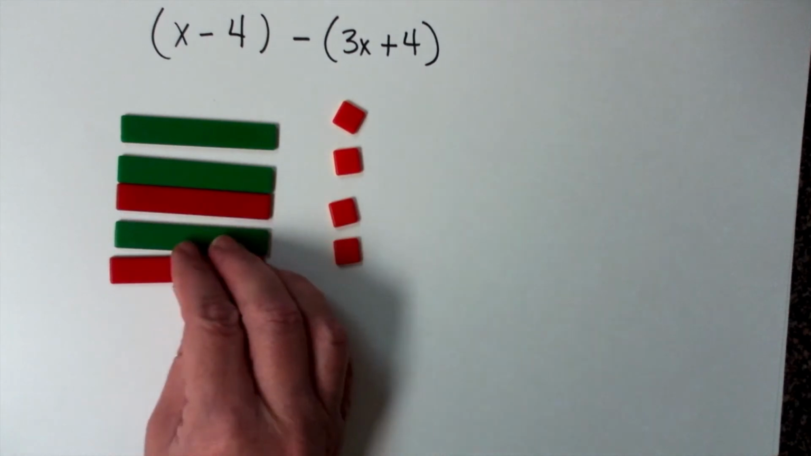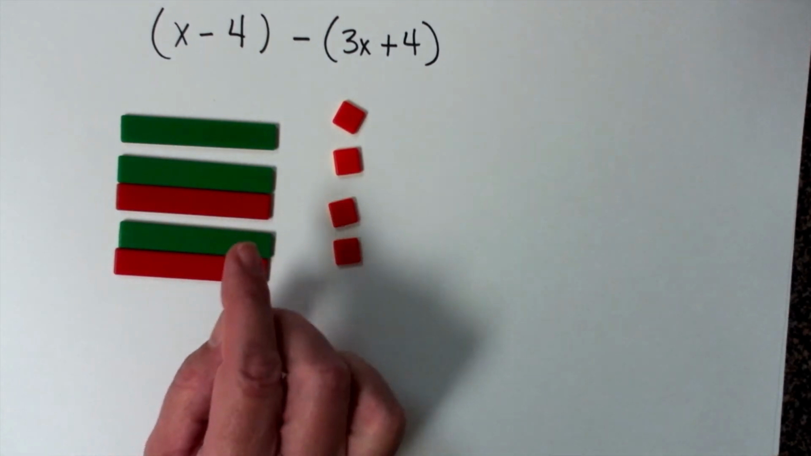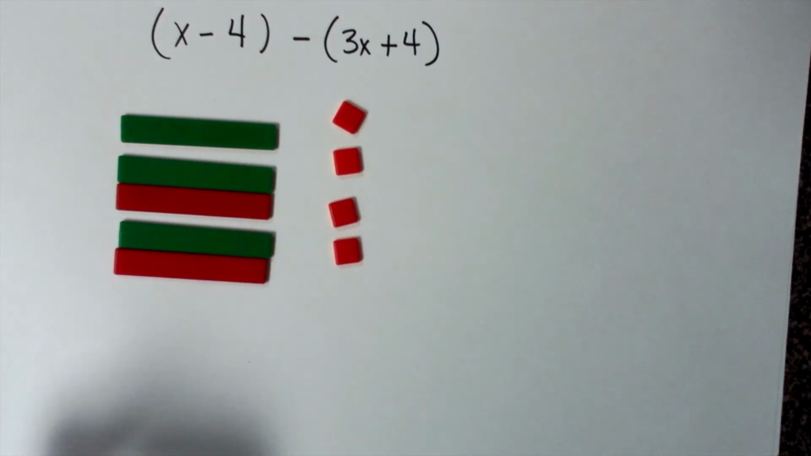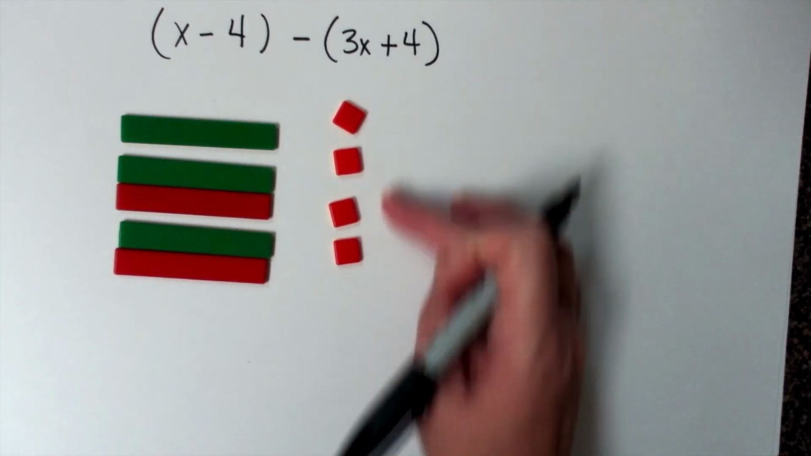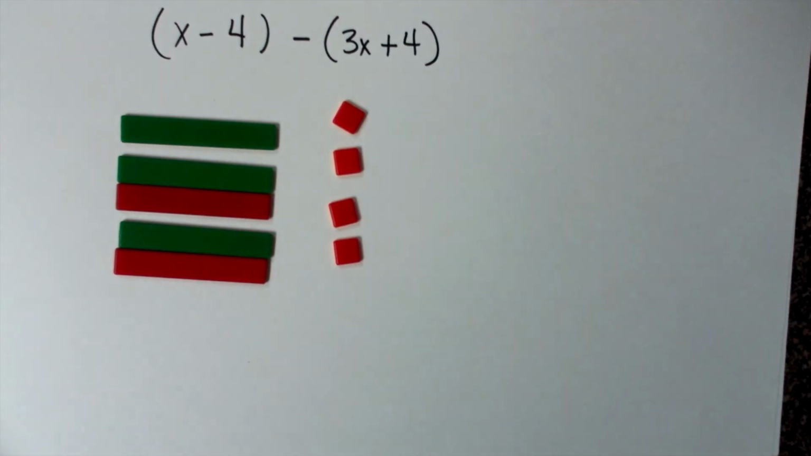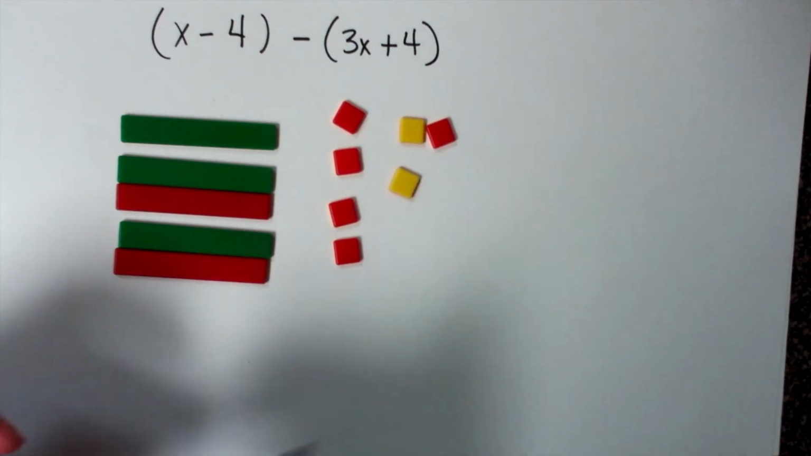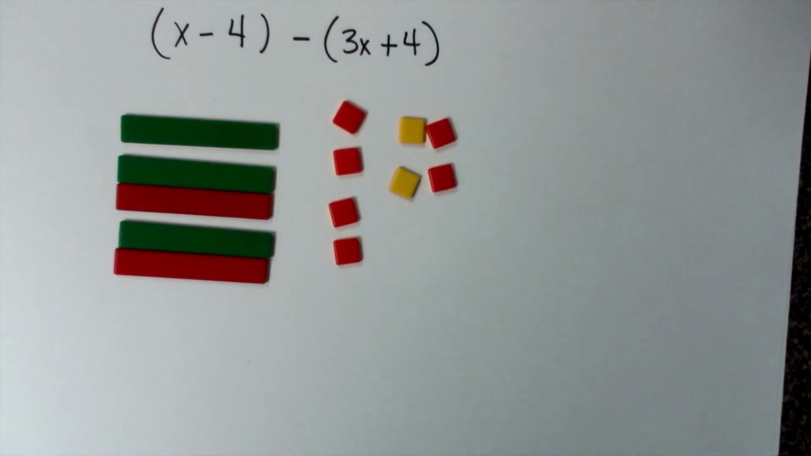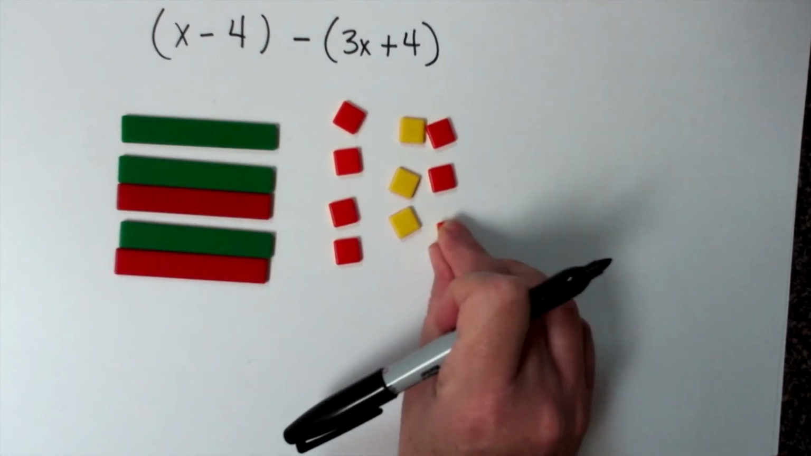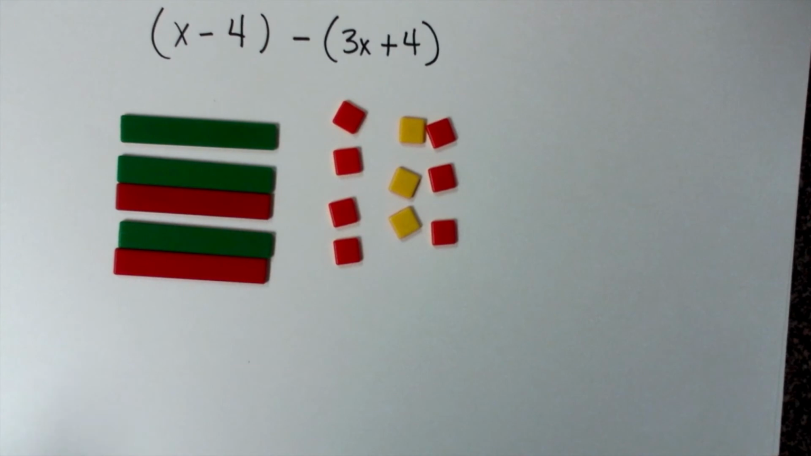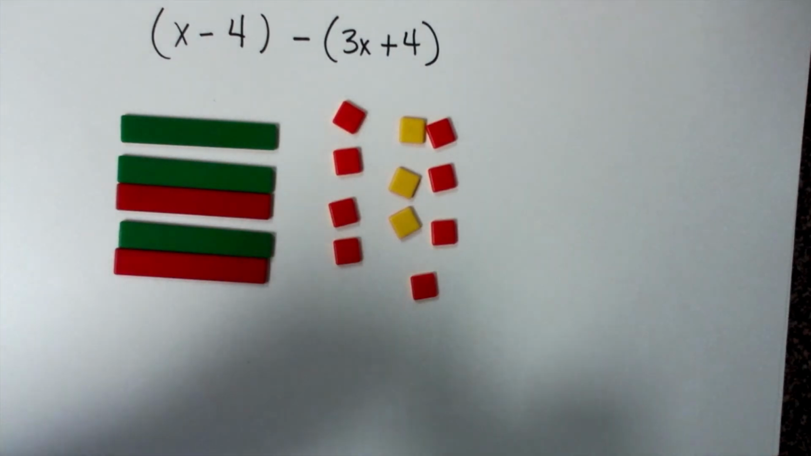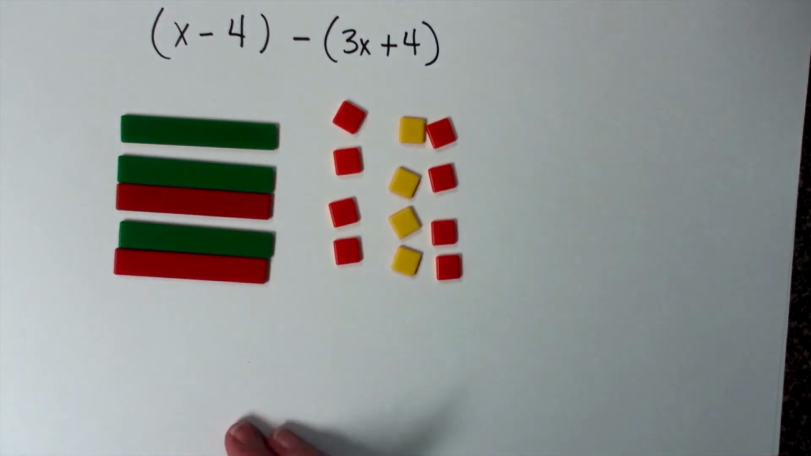Now, can I take away a positive 3x? I can. Also here, do I have to take away a positive 4? No. So what am I going to do? I'm going to add 0 pairs until I get positive 4. So a 0 pair, a 0 pair, a 0 pair, and again a 0 pair. Do I have a positive 4 that I can take away?